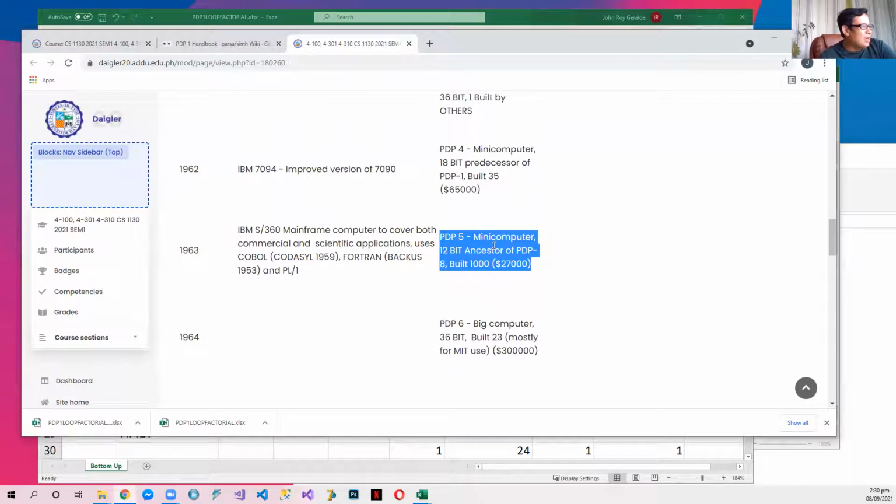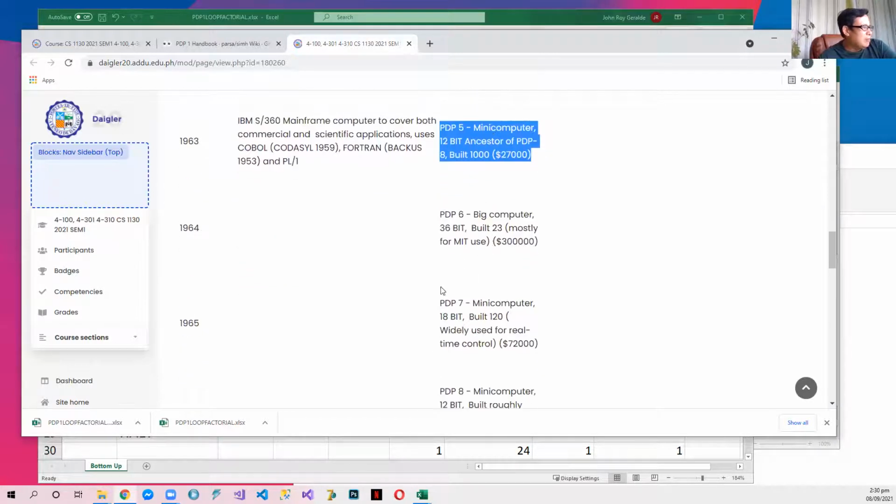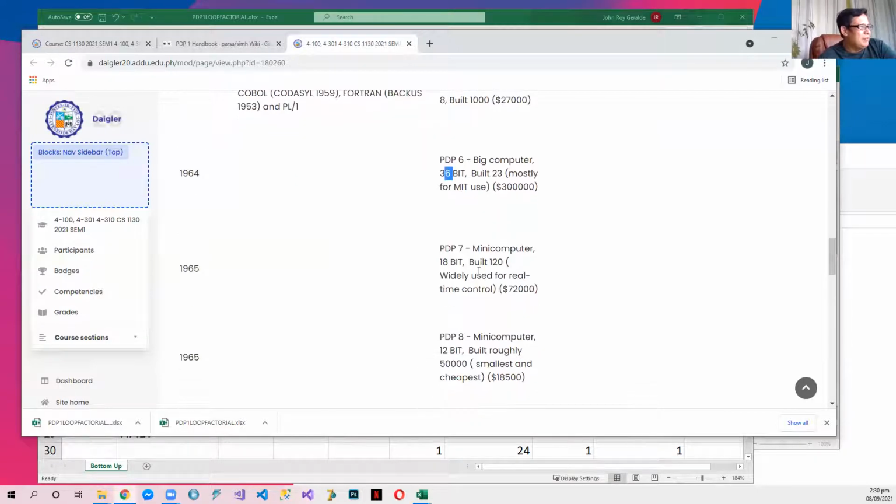Now these are transistorized. I think by 1965, it's microcomputer already. Do you follow? That's the third generation of computers, ICs already. By 1964, DEC built the PDP-6, a big computer. They built 23 for MIT, and they sold it for $300,000. It's 36-bit, which means it's a mainframe, like the IBM PC.